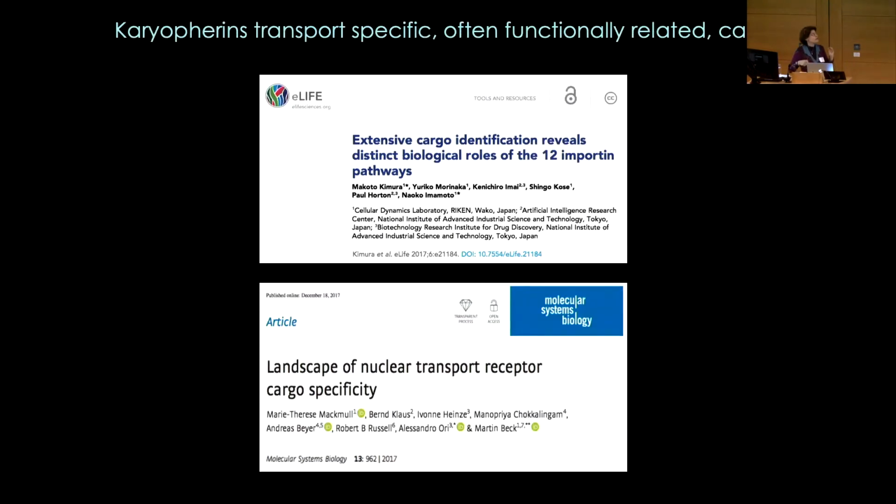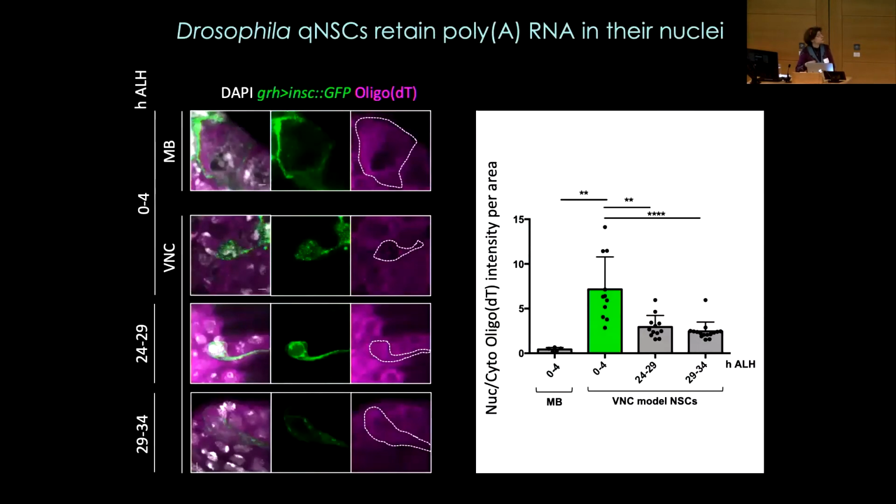And looking at pathways that they seem to transport in and out of the nucleus led us to become very interested in RNA metabolism and RNA localization. And we started by looking at polyA RNA with a simple oligo-dT probe. So let me take you through what this is.